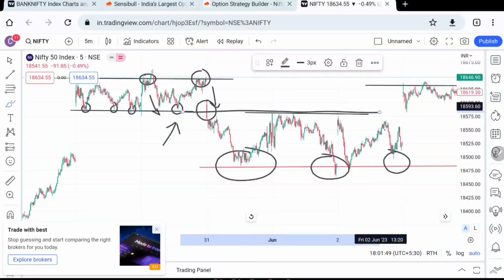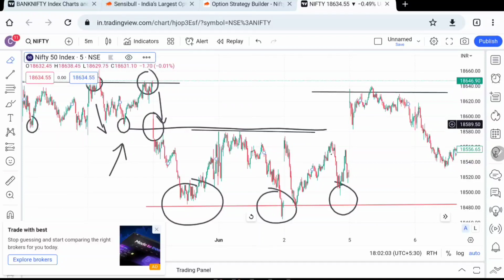So how does it go? Once the resistance is broken, it becomes support. When the support is broken, it becomes a resistance. Let me explain this. I will delete all this stuff first to make it clear.